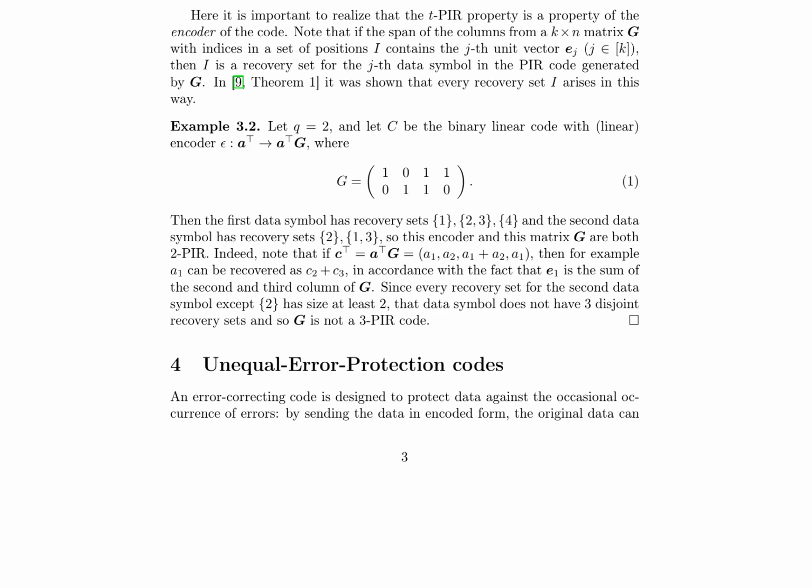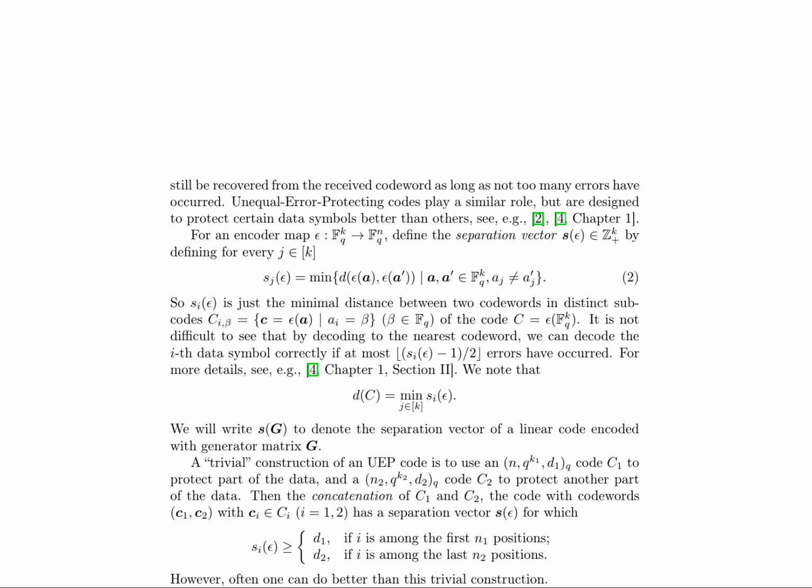Furthermore, the concept of unequal error protection (UEP) codes is introduced, where an error-correcting code is designed to protect data against occasional errors. Unequal error protection codes, or UEP codes, are designed to provide varying levels of protection to different data symbols. The separation vector, S(epsilon), determines the minimum number of errors that can be corrected in each symbol for a given encoder map, epsilon. While a trivial construction of UEP codes involves using separate codes, non-trivial constructions often yield better results. For instance, the linear PIR code generated by the matrix G in example 4.1 demonstrates this advantage.